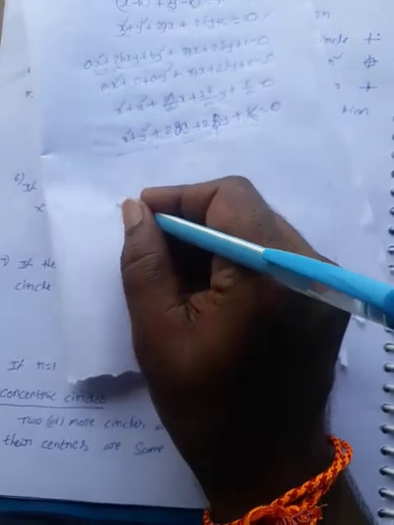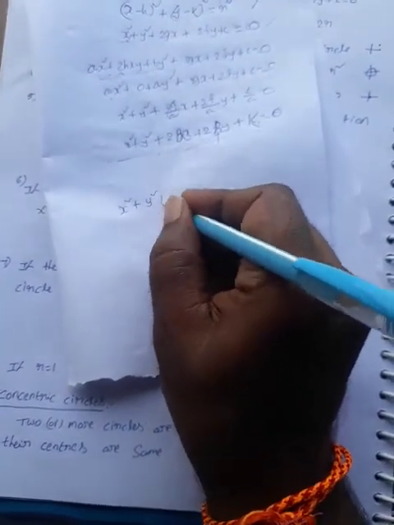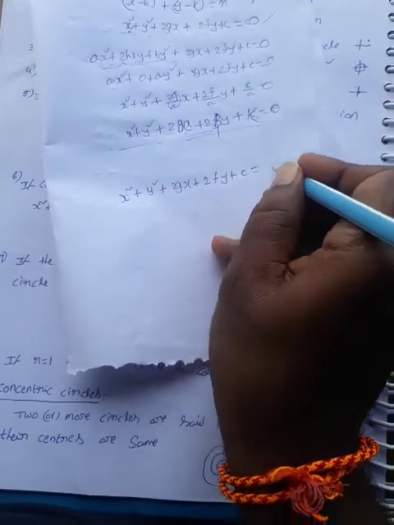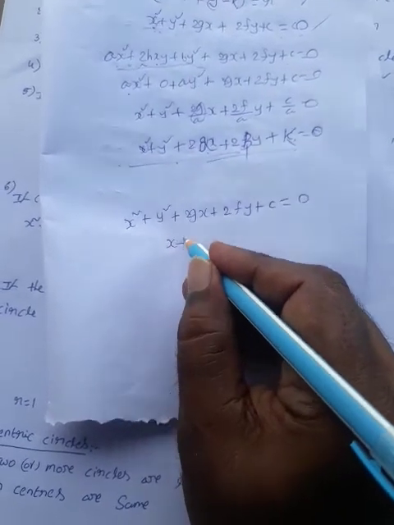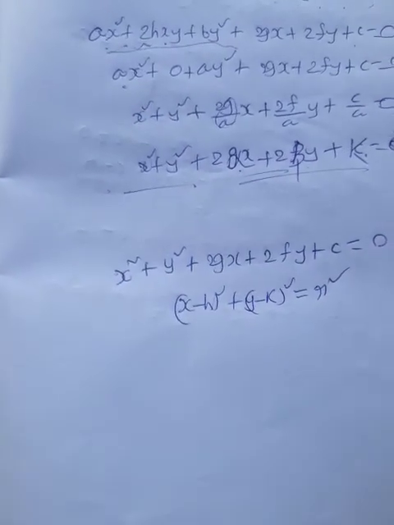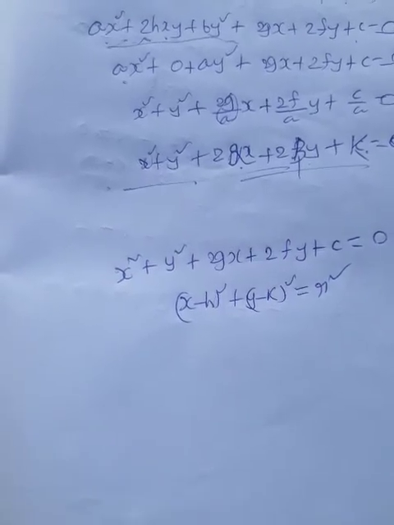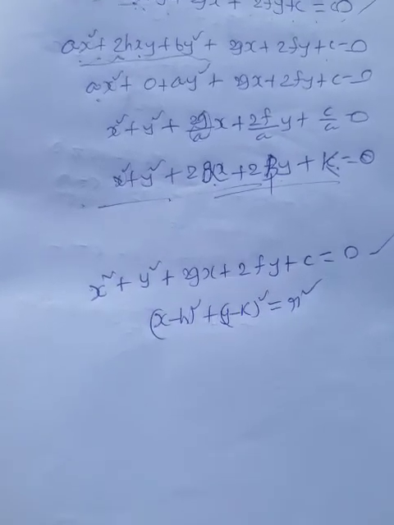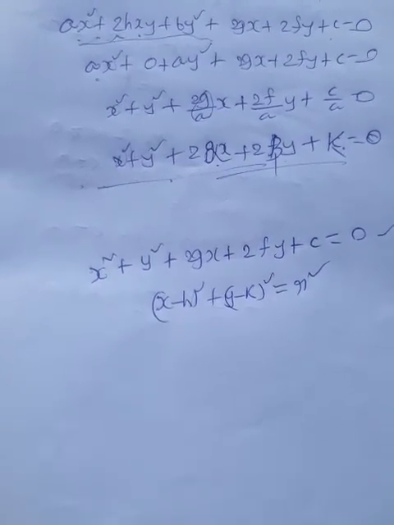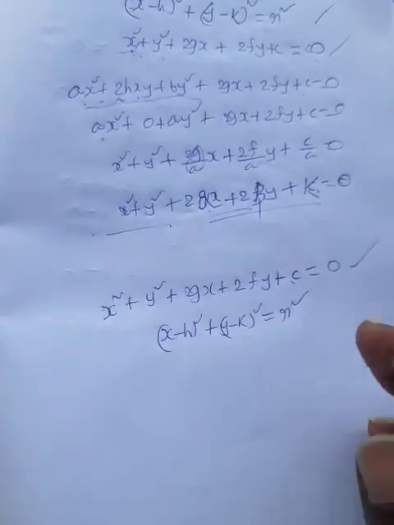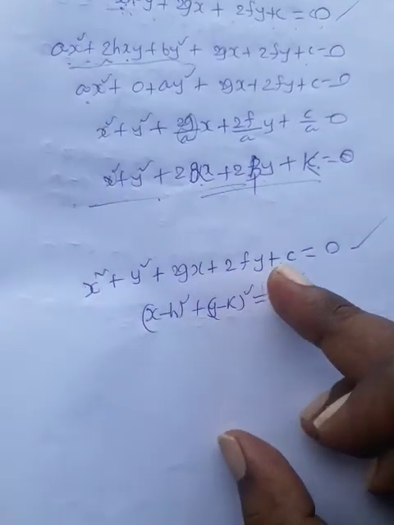So the general equation of the circle is x square plus y square plus 2gx plus 2fy plus c is equal to 0. Also x minus h whole square plus y minus k whole square equal to r square. Remember these two equations. The circle equations are x square plus y square plus 2gx plus 2fy plus c is equal to 0, and another circle equation, x minus h whole square plus y minus k whole square equal to r square.